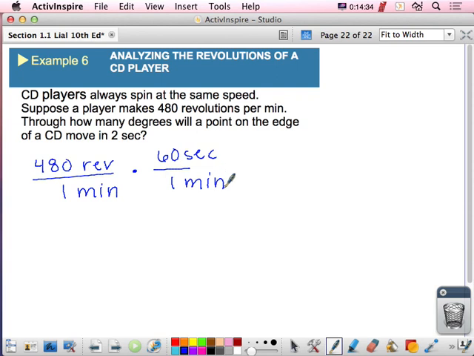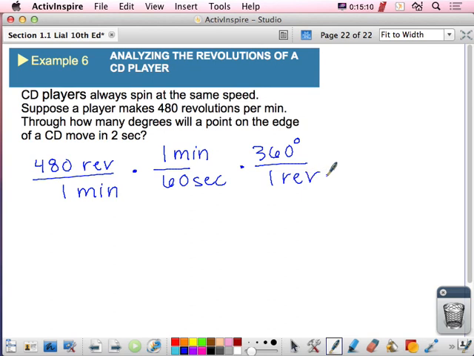Am I done? Oh, guys, I did that backwards. My train tracks are upside down. Hold on. I want the minutes on top, right? Yeah. There's 1 minute in 60 seconds. Am I done? No. Now I have to convert it to degrees, right? So you multiply by 360 degrees in one revolution.